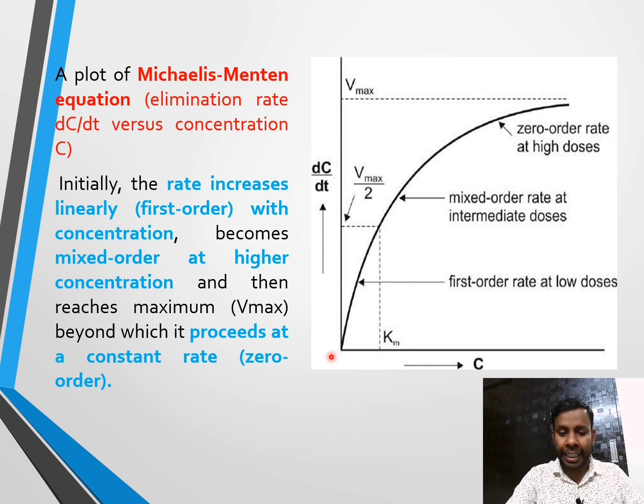Initially it will increase, then it will become constant. At low dose it will follow first order rate. When the dose is increased to a high dose, it will follow zero order rate, but at intermediate dose it will follow mixed order rate, meaning neither first order nor zero order.